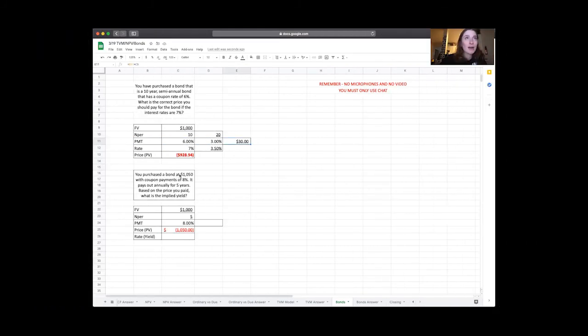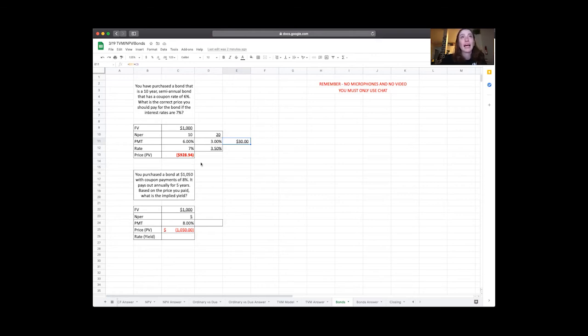Next, you purchase a bond at $1,050 and it has a coupon payment of 8%. So it pays out annually for 5 years. So keyword: annually. And you want to know, based off the price you paid, what is the implied yield?